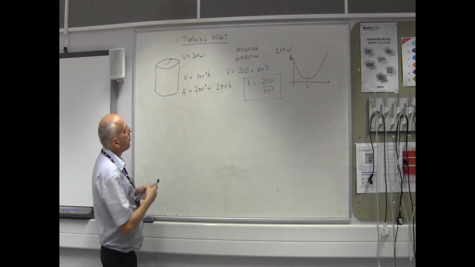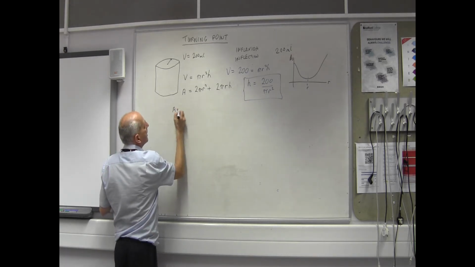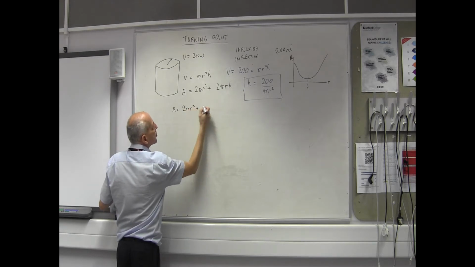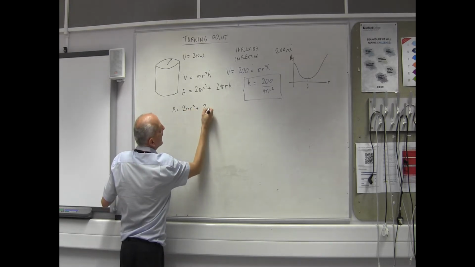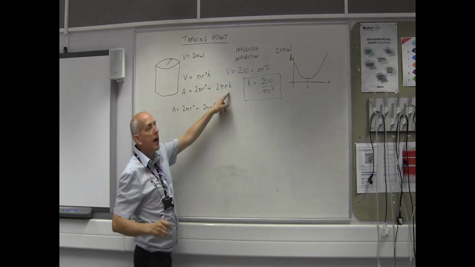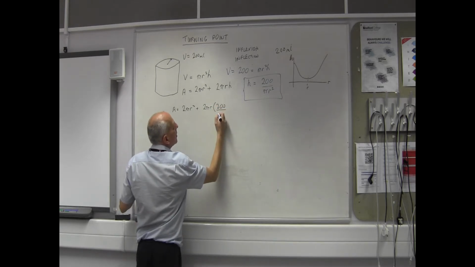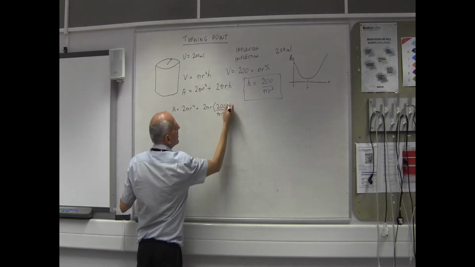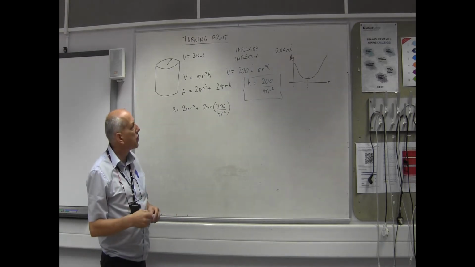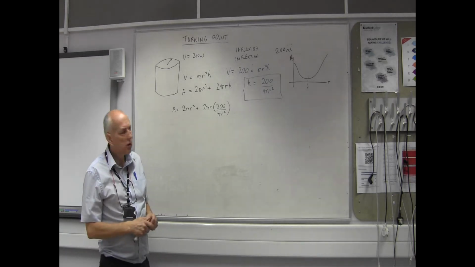I can now substitute that into h, so I will have area will equal 2 pi r squared plus 2 pi r, and then in brackets, substituting for h, 200 over pi r squared. Yeah? So what's next, Marnie, what's next? What am I going to do with that?